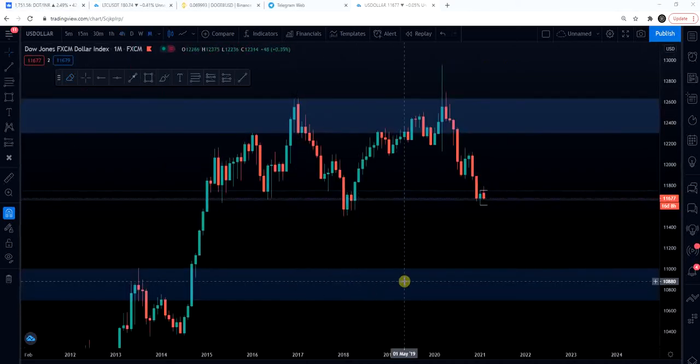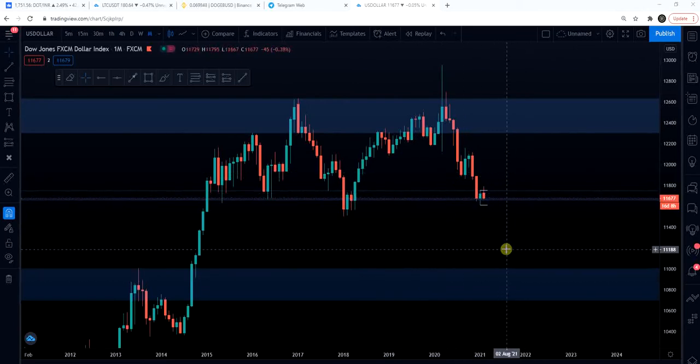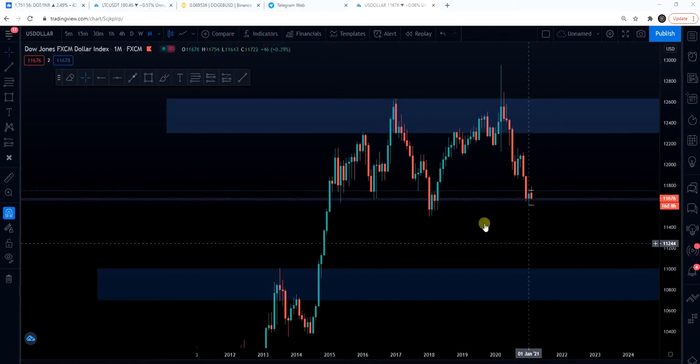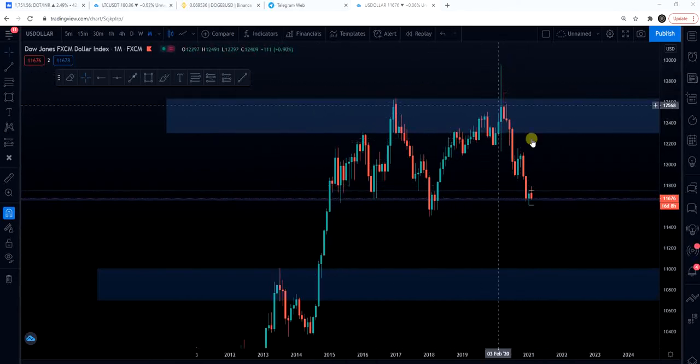Hello and welcome back to another video. In this video, I am going to analyze the US dollar index, that is Dow Jones. I am using FXCM data. Right now we are in a monthly time frame. Here you can see that the market is consolidating from almost 2015 until 2021, which means more than 5 to 6 years the market is consolidating within this range.